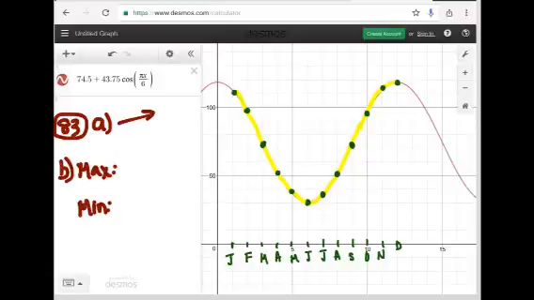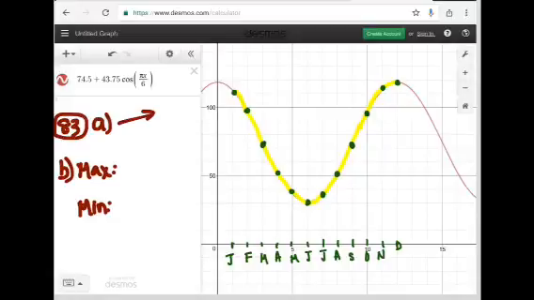Okay, so for part A, I just input the equation into the calculator, and here you have it. You don't have to put the y equals, the calculator knows, so I just put in the right side of the equation. And this is the graph that I got. Now this equation is for 1 year, from January to December. So that's why I only highlighted in yellow from January to December. And the dots represent the sales each month.